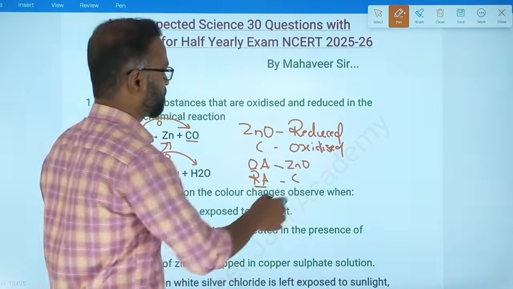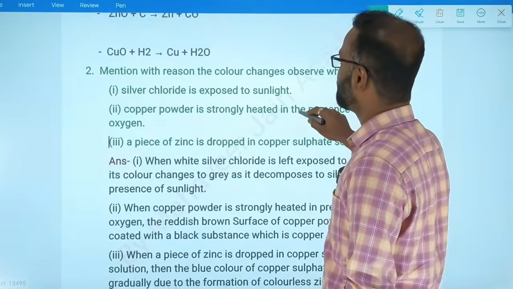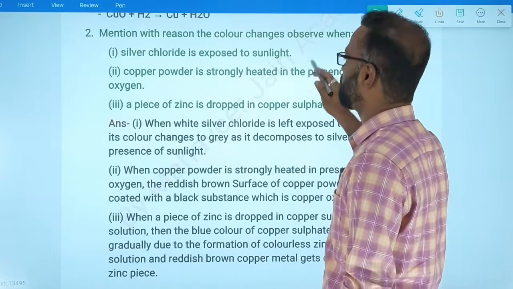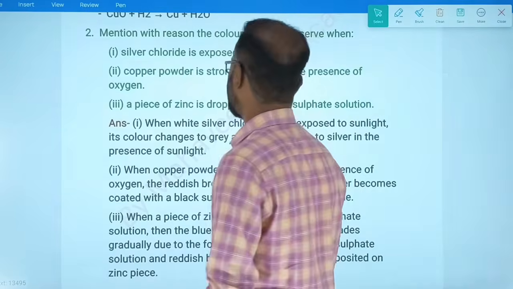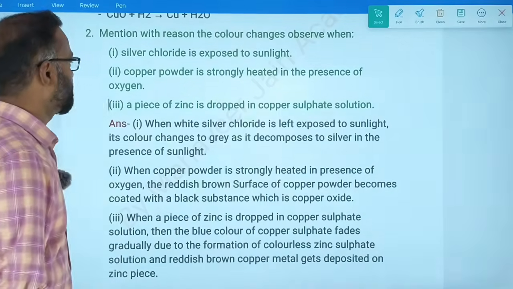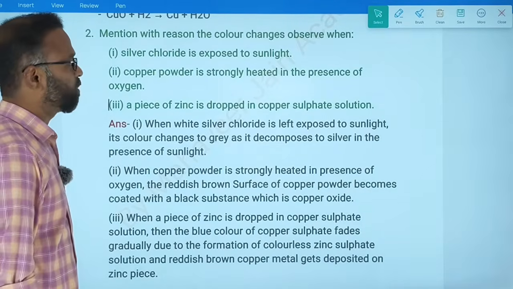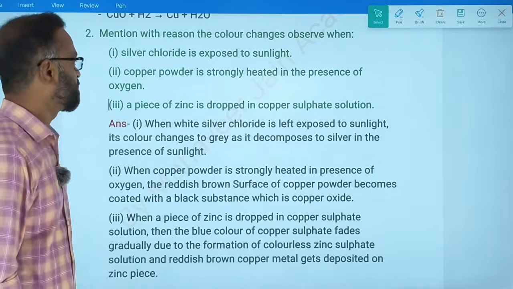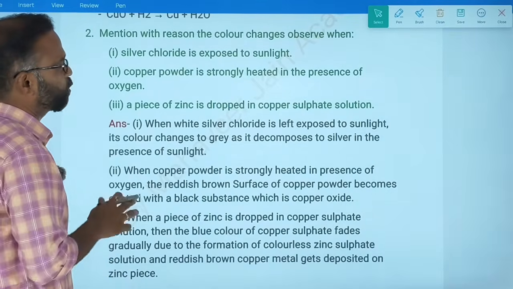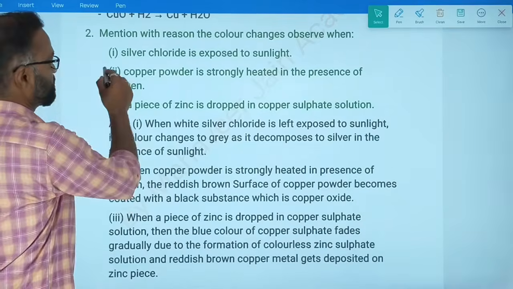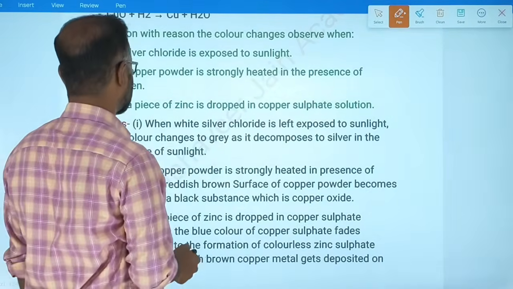Now, next question. See here. Mention with the reason the color change observed. So based on the color change, they have given some of the equations in the form of sentences. So we need to understand what kind of changes are happening here. Now see, your first question is, what happens when silver chloride is exposed to the sunlight? Okay, silver chloride exposed to the sunlight.